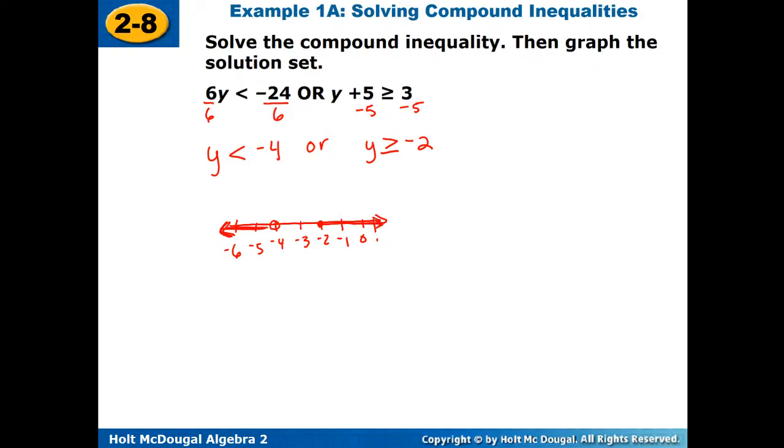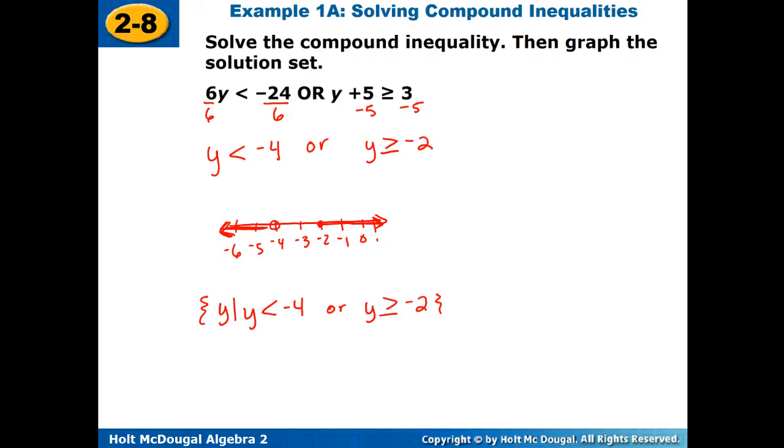So there it is. All right, so your solution set is going to be all the points that satisfy y such that y is less than -4 or y is greater than or equal to -2. I'm going to put all that in these little brackets.